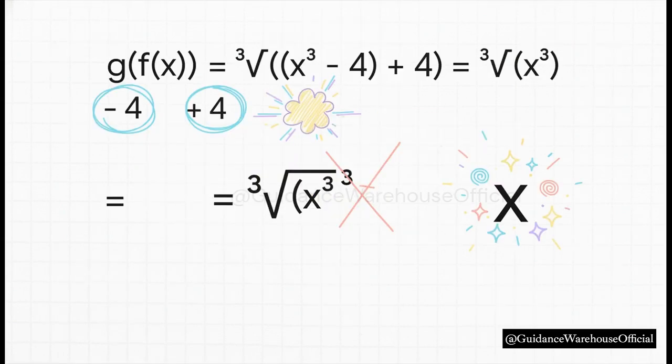All right, let's see how you did. We'll plug f of x into g of x. So we take that whole x cubed minus 4 and stick it right inside the cube root. Now we've got the cube root of x cubed minus 4 plus 4. And hey, look at that. The minus 4 and the plus 4 cancel out. That just leaves us with the cube root of x cubed, which is x. So, yes, they are absolutely inverses.